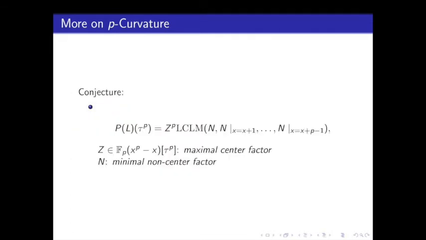All right. And the conjecture is: for any operator L, it has a part in the center, and it also has a part that is not in the center. Its p-curvature, replacing lambda in the p-curvature by tau to the p, is the center part to the p's power times the least common left multiple of the non-center part. So we replace the x by x plus I here.